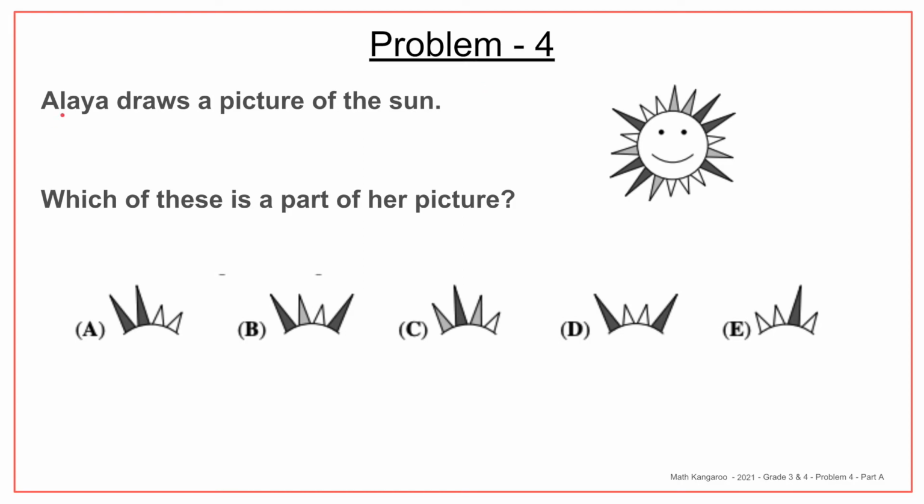Problem 4. Alaya draws a picture of the sun. Which of these is a part of her picture? So this is the picture she has drawn, and we have to find out which of these is a part of her picture. So let us go through each option. So here we have 2 gray, 2 dark gray and white. We don't have anything like this in here. We have gray, dark, light. Yes, this is option B.